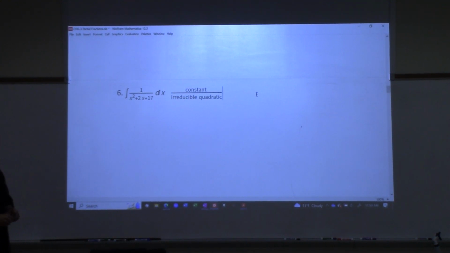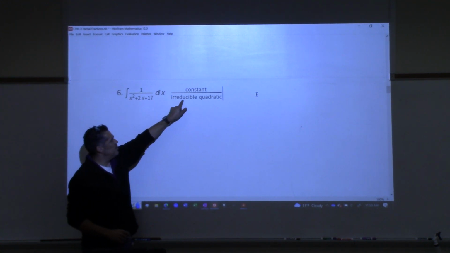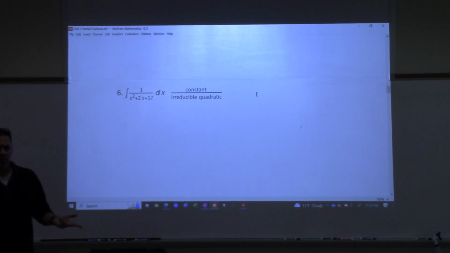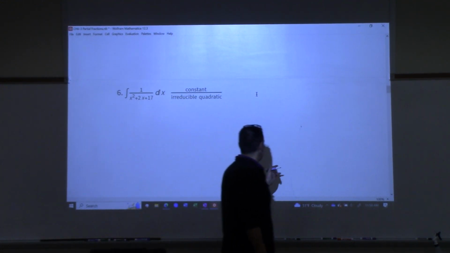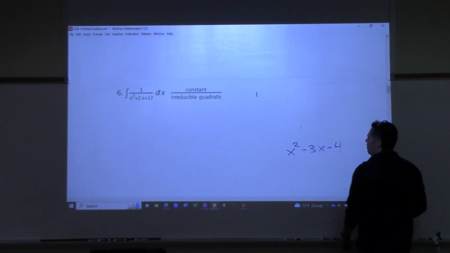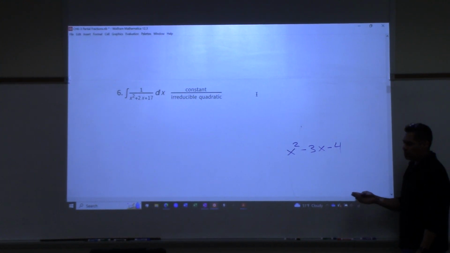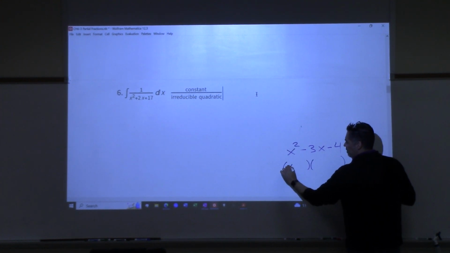I have a constant on top. The denominator is a quadratic, and I'm saying it's irreducible. What does irreducible mean? Can't factor it. It doesn't factor. Because remember, when you have quadratics like this, let me give you a quadratic that does factor. That is a quadratic that, if we mess around with the numbers, and this is Cal 2, right? We should all be comfortable, it shouldn't take us 20 minutes to get to this, right?